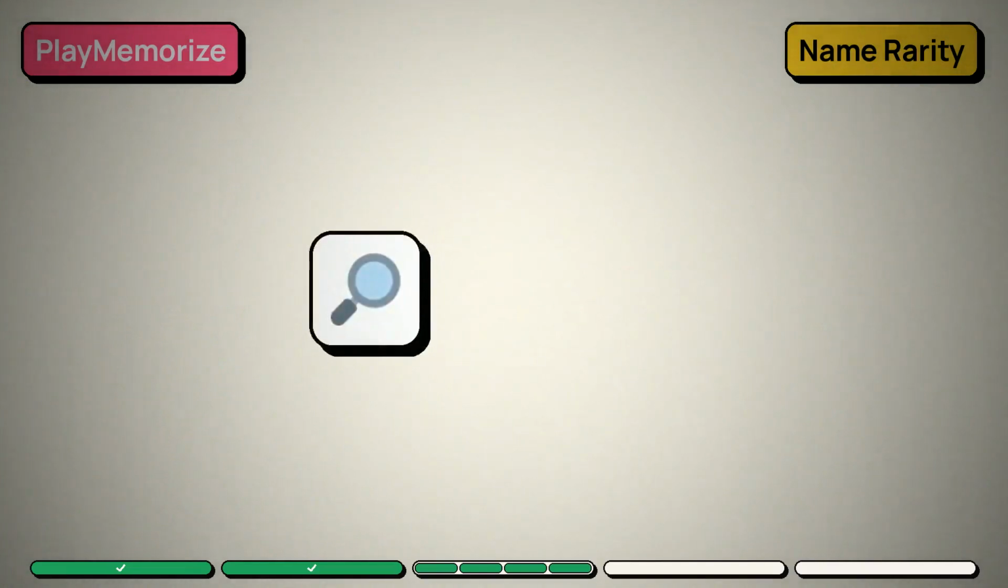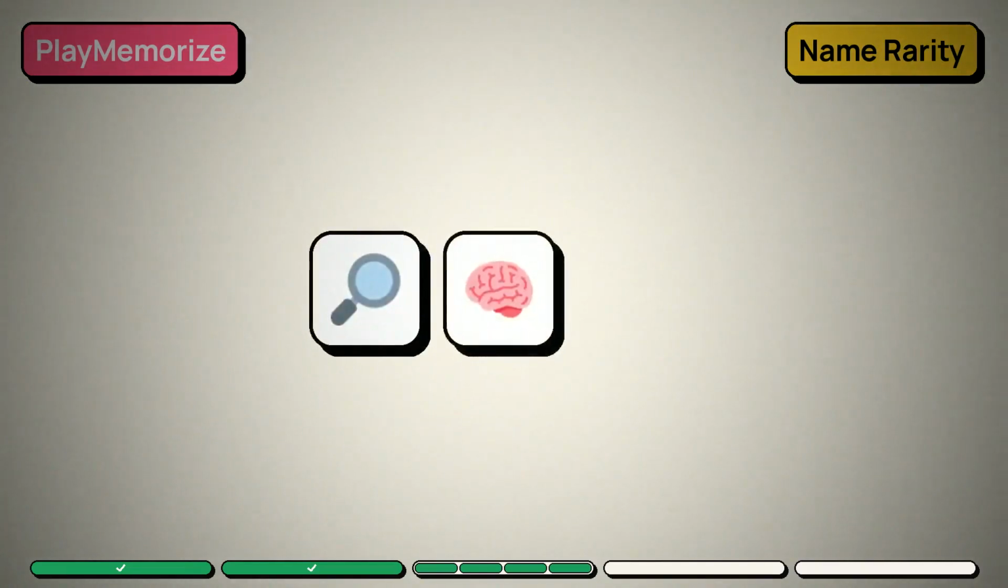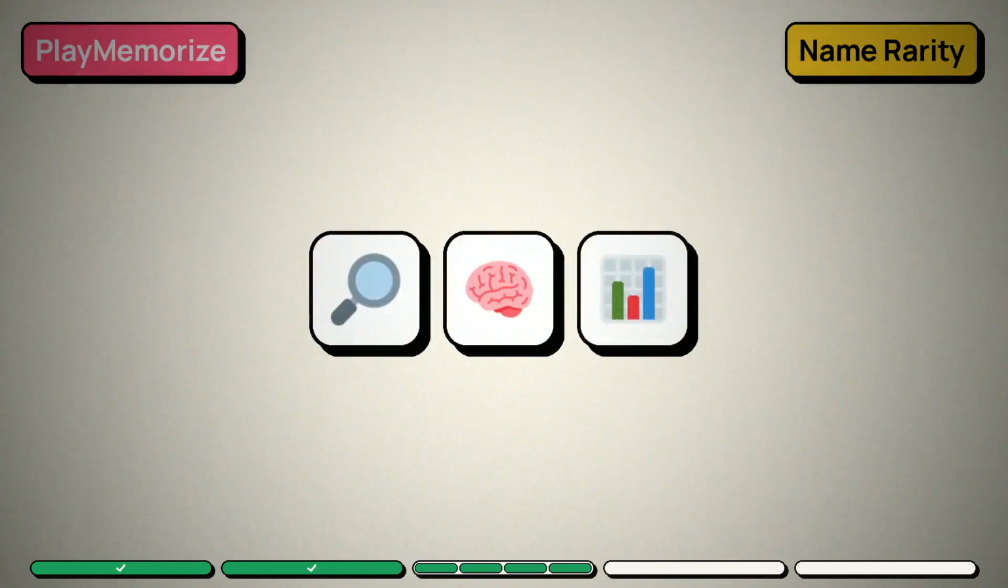It trains you to compare frequencies at a glance. It sharpens your sense of common versus rare. And it makes you quicker at reading the world around you.